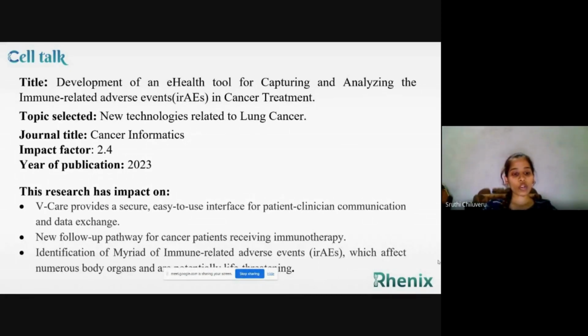It is a new follow-up pathway for cancer patients who are receiving immunotherapy, and also identifies a myriad of immune related adverse events which affect numerous body organs and are potentially life threatening.